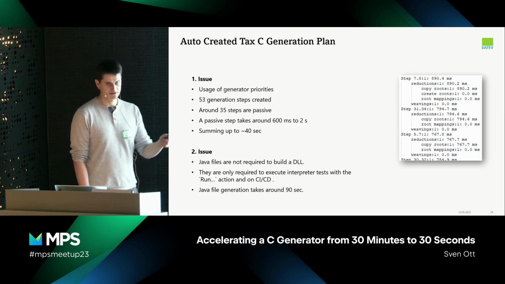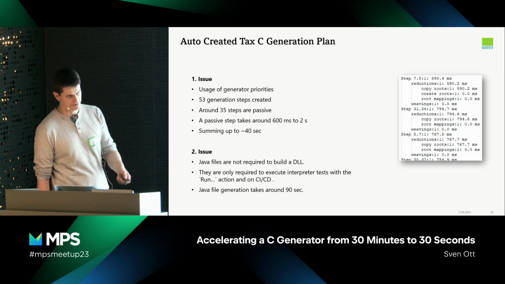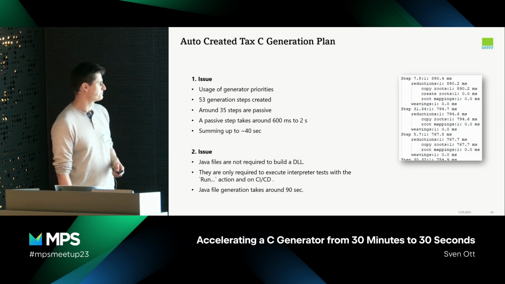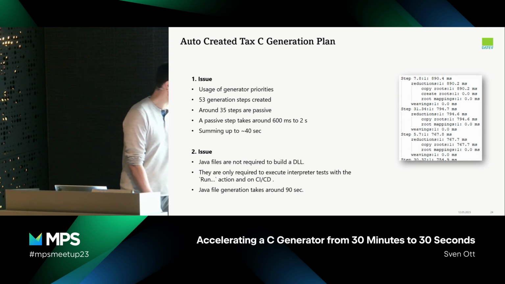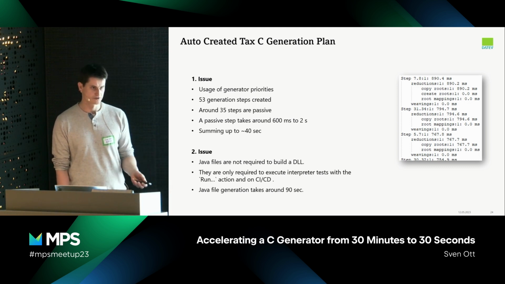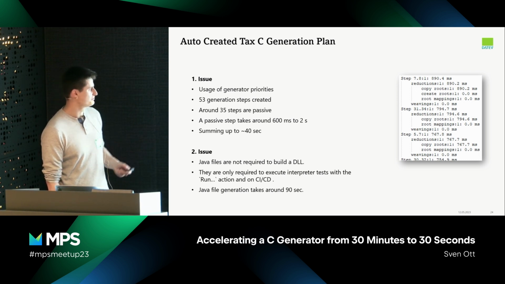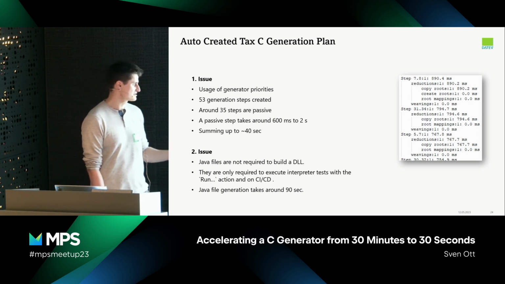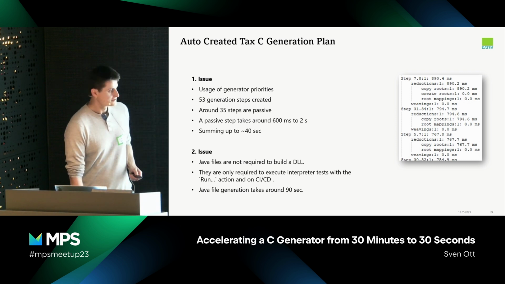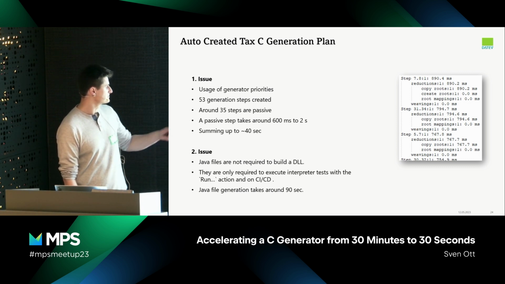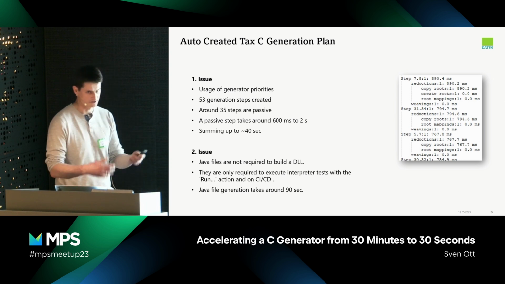So the automatically calculated generation plan included 53 generation steps, because there are a lot of mbeddr and a lot of base language generators. And we realized that actually 35 of those generation steps are passive. What do I mean with passive? The output is exactly as the input, so those generation steps are doing nothing. And checking the model performance report, you can see that those passive steps take around 600 milliseconds to 2 seconds in our case. And if we sum up those 35 steps, we count around 40 seconds we waste just for executing those passive generators.